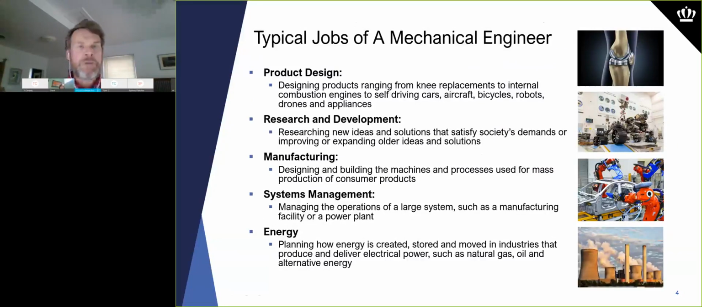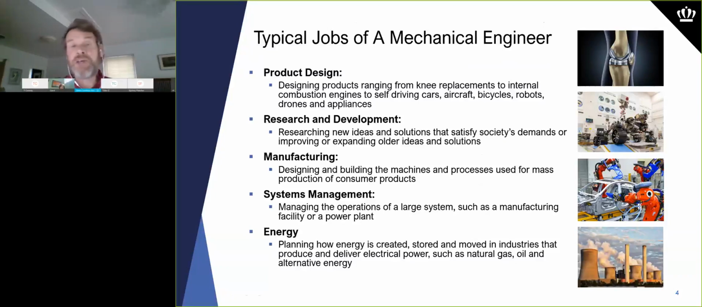So let's start off with some typical jobs of a mechanical engineer. We mentioned consumer products, so product design is one big area. This could be designing products that we're familiar with, like a bicycle or a car, but it could also be something like a knee replacement. And there's actually some work being done in that area at Old Dominion University.